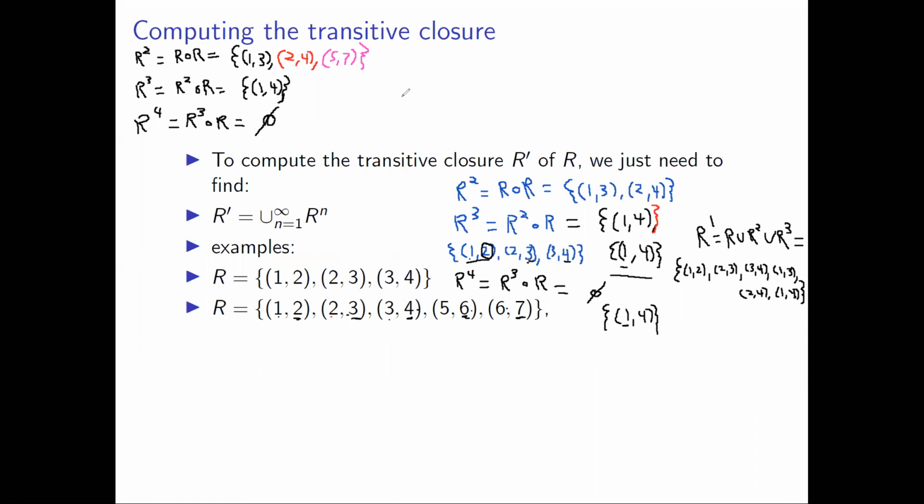So if we want the transitive closure for this one, we take the union of R, R squared, and R cubed. And together, that gives us the following set.